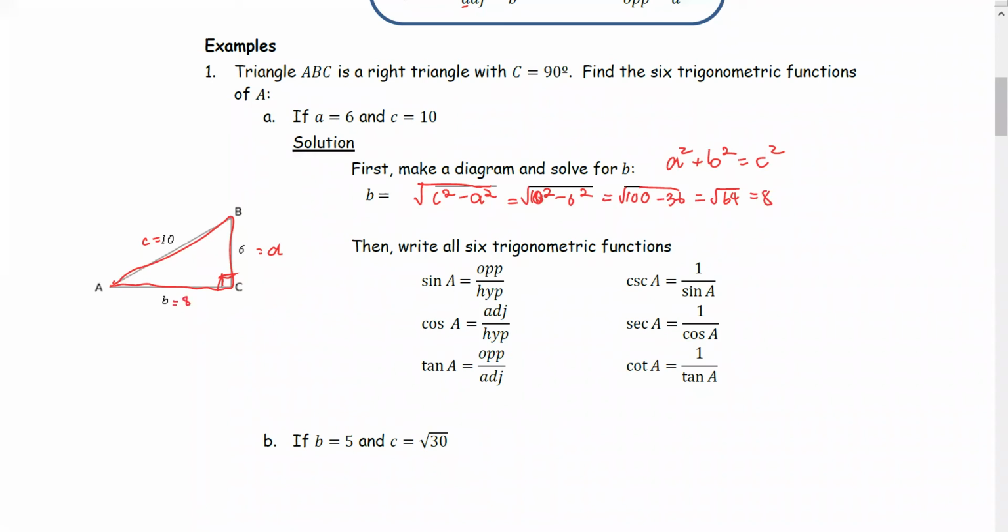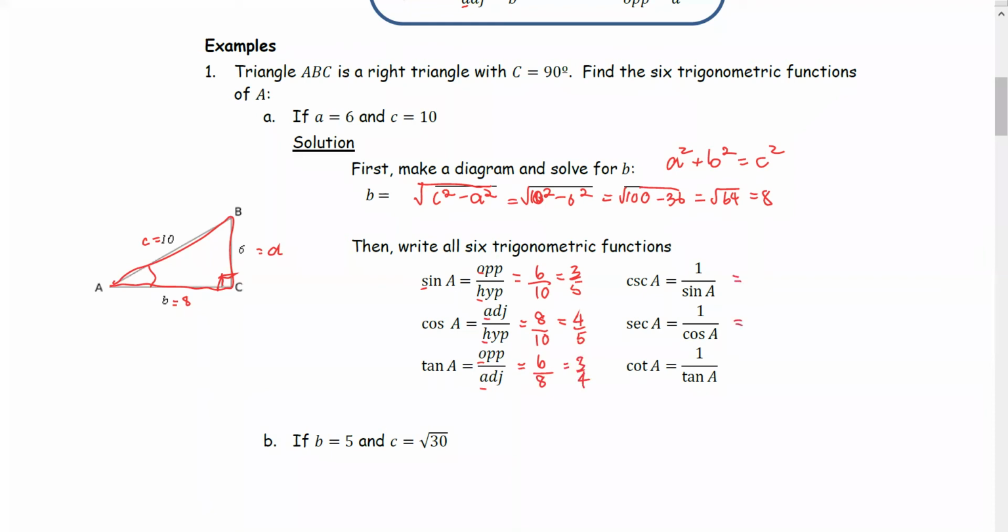And then we write our 6 trigonometric functions. For sine of A, which is the opposite divided by hypotenuse, the opposite of an angle A is 6. The hypotenuse is 10, simplified to be 3 over 5. Cosine A is adjacent divided by hypotenuse. The adjacent is 8. Hypotenuse is 10, simplified to be 4 over 5. The tangent of A is opposite divided by adjacent. The opposite is 6 divided by adjacent, which is 8. Simplified to be 3 over 4.